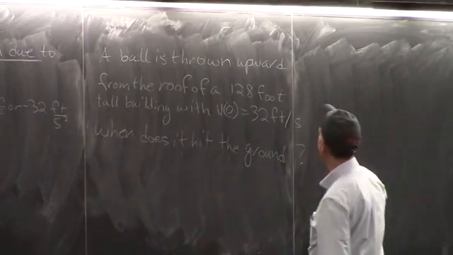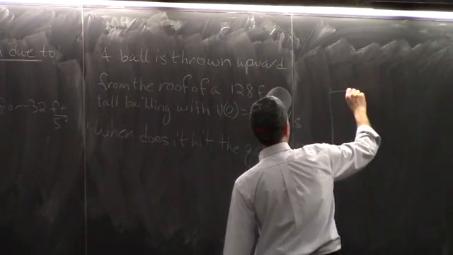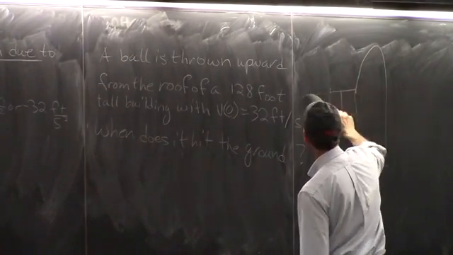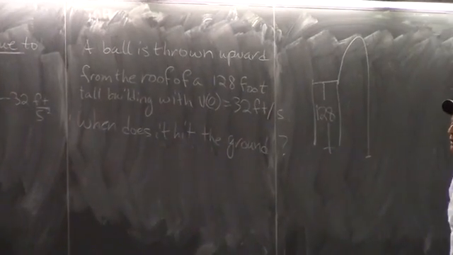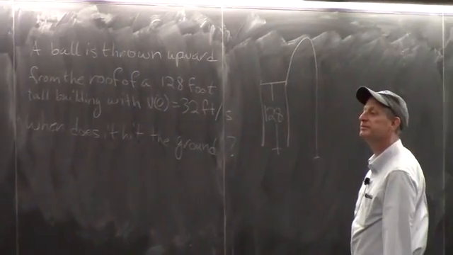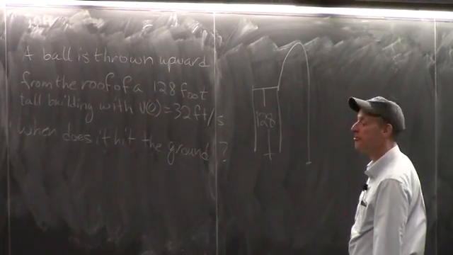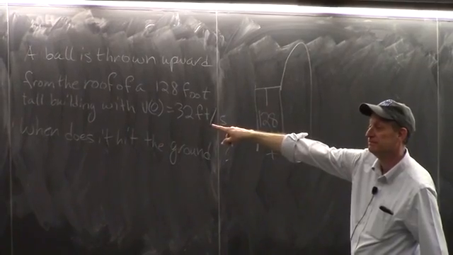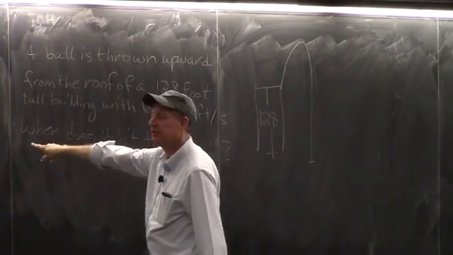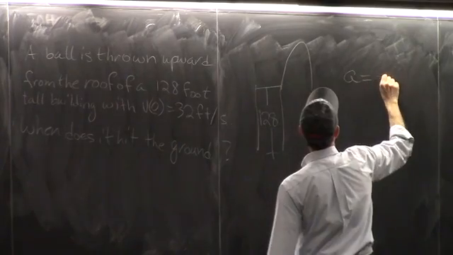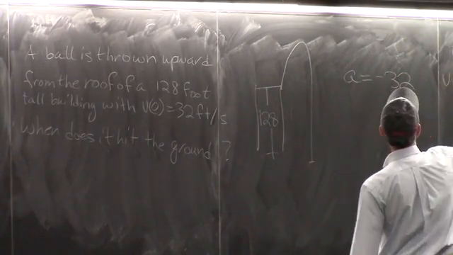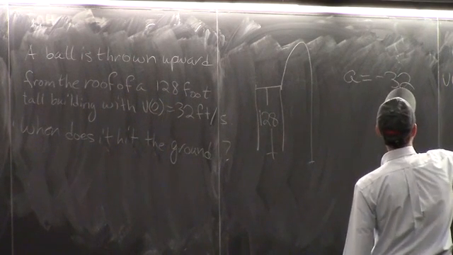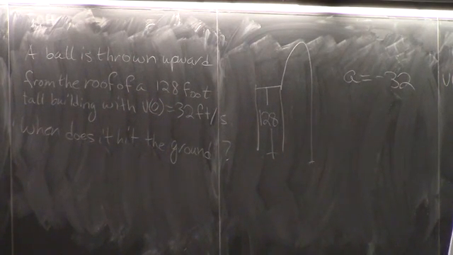I'll go really slowly. Alright, so you got the roof of the building, and you throw the ball, and it goes like that, and that building is 128 feet tall. And we know the acceleration is what? Feet. Okay, so we start with the acceleration of negative 32. Good. And I know that the initial velocity is also positive 32, and the initial position is 128. So what do I do first?